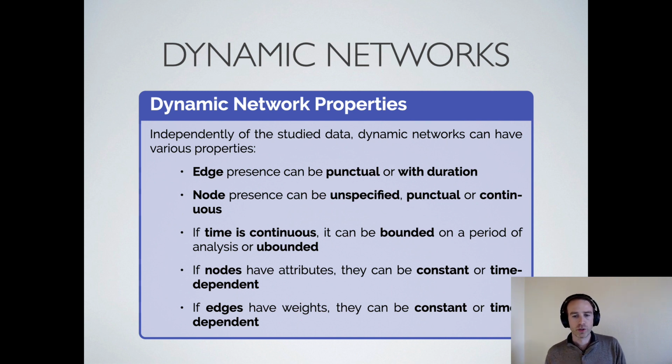If time is continuous, it can be bounded to a period of analysis or unbounded. Again, if I want to study Facebook from the beginning to now, then it's bounded. We know the beginning and we know the end. But sometimes we can just have a bunch of interactions without knowing exactly when is the beginning and when is the end. If nodes have attributes, they can be constant or time dependent, as I explained before, and same thing for the edges.